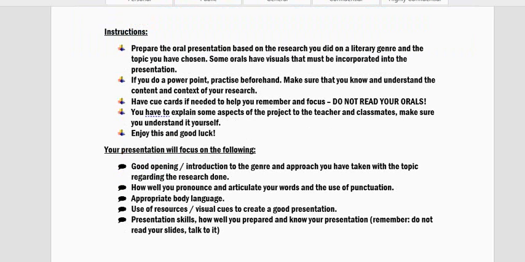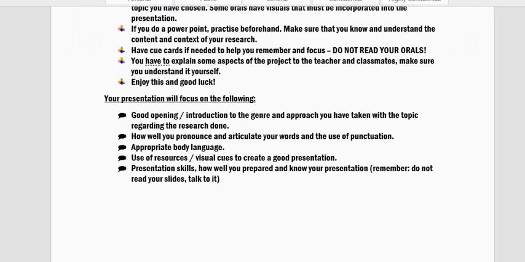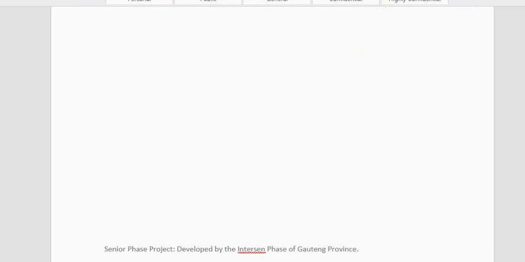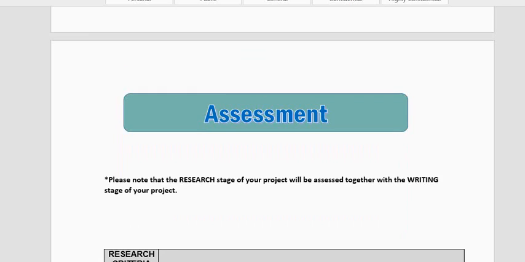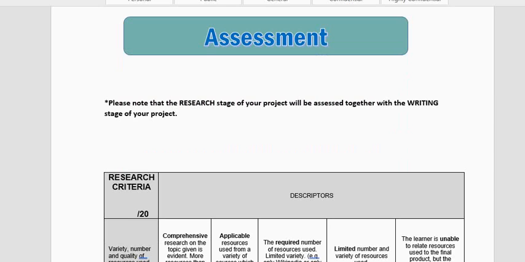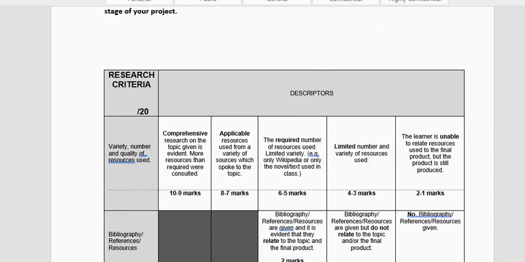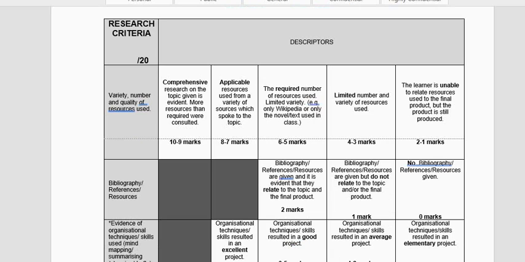Here you can see some requirements and instructions given for the oral preparation. I'm not going to read it for you. And then as far as the assessments are concerned, here are the final rubrics. Once again, as previously mentioned, you may alter this. I strongly, however, advise against this.